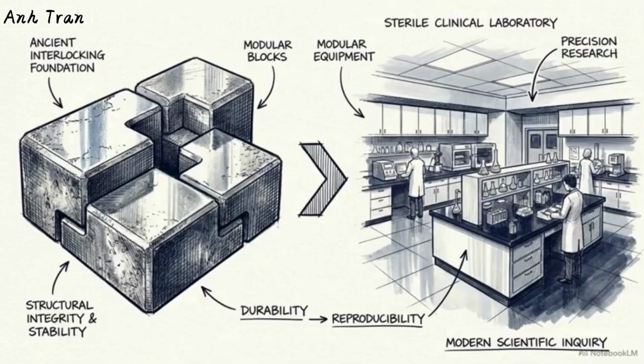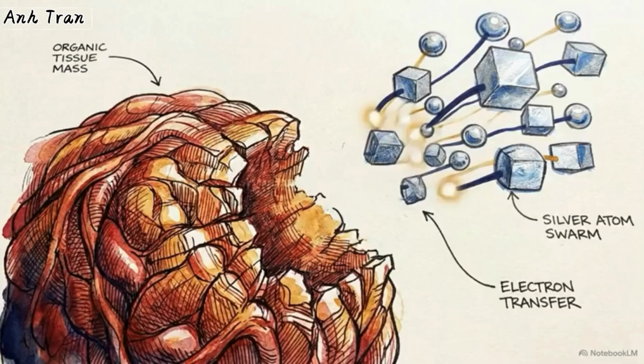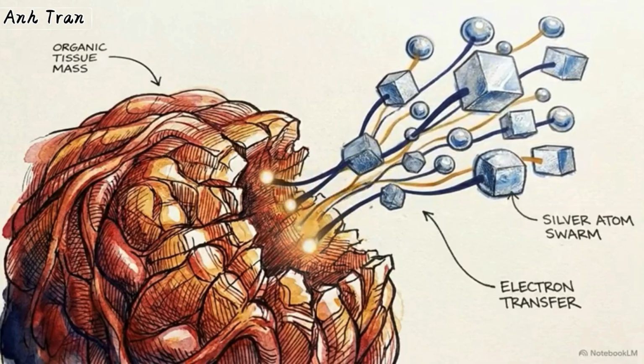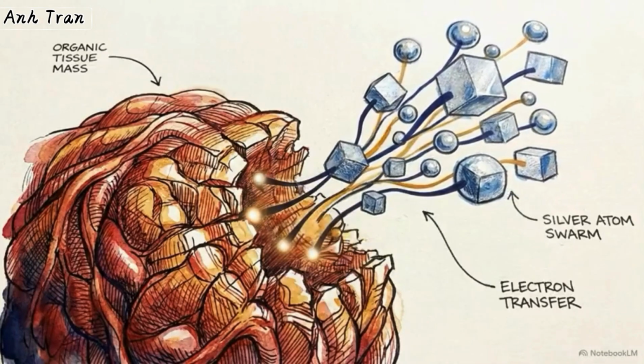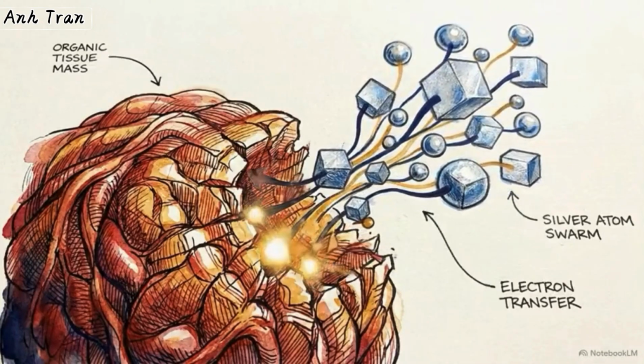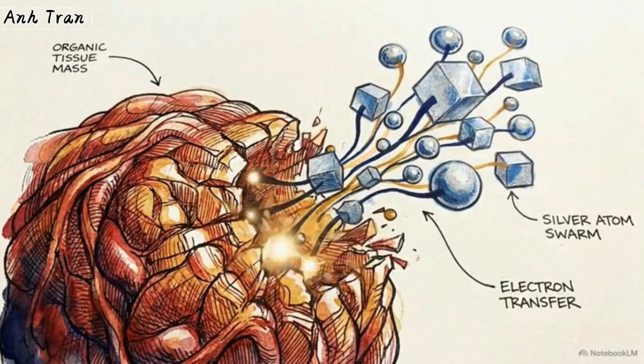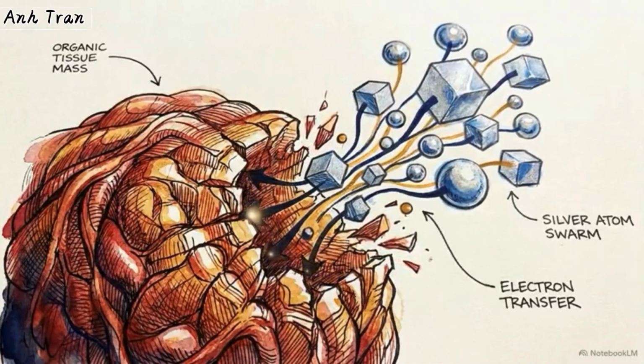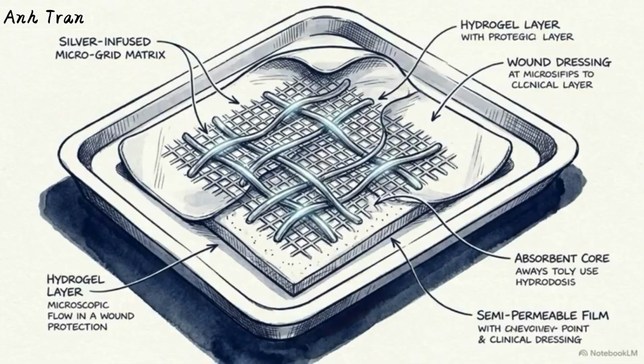This architectural layout shares a functional mechanism with modern biophysics. Silver possesses the highest electrical and thermal conductivity of any element. Its atomic structure facilitates rapid donation of free electrons to disrupt microbacterial respiratory chains. This same mechanic is utilized in modern clinical wound dressings and matrices to suppress medical-induced tissue inflammation.